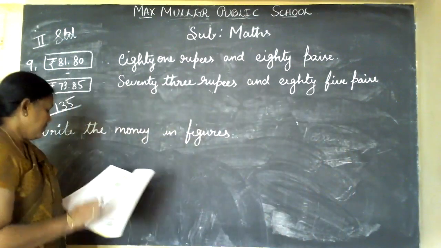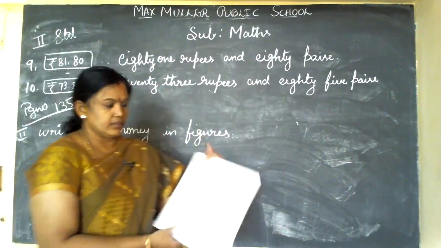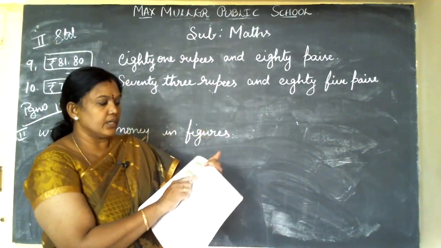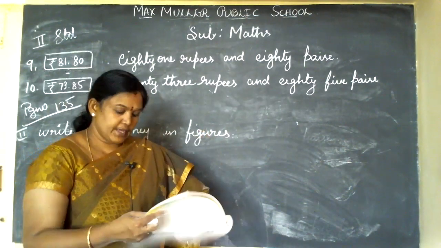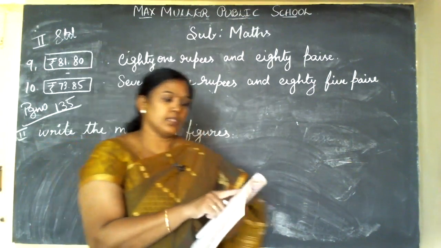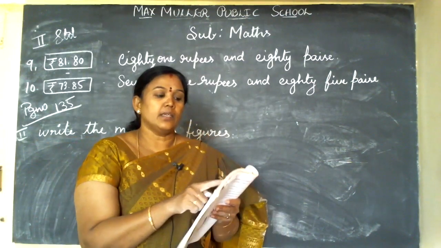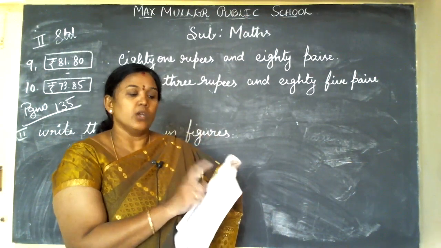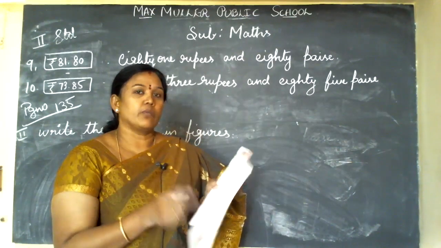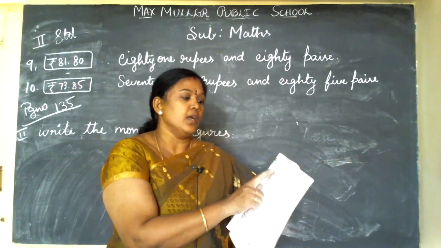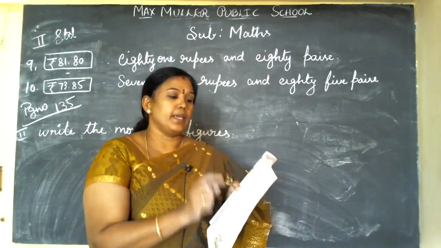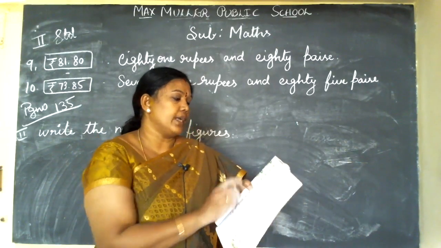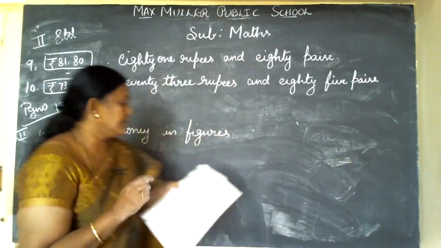Now see, only answer I will write. Children, words you want to read here only. See the first one, page number 135. First one is 7 rupees and 35 paisa. See, here rupees is the big form they written. You want to write in the short form. Short form means rupees sign you want to write. Paisa also you want to write P. P you don't want to write, only rupees you want to write sign.